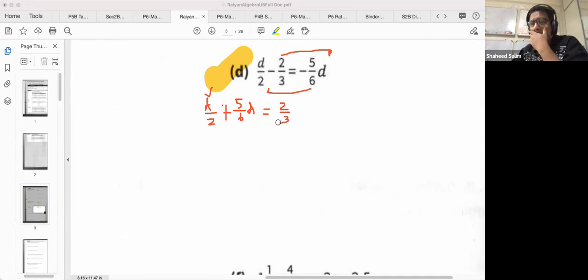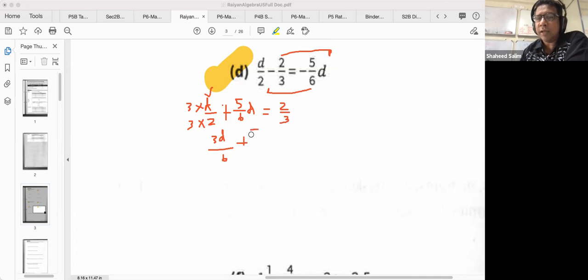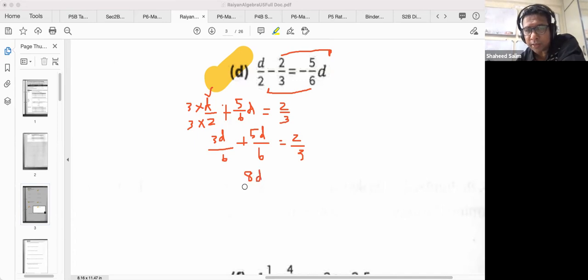Are you okay so far? So now you times this by 3, right? You times this by 3, right? You get 3d over 6 plus 5d. I can write it like that, so no problem. 5d over 6 is equals to 2/3, you know. Because your 2/3 you brought over there. Is it okay so far? Okay, now you get 8d. 8d over 6 is equals to 2/3.